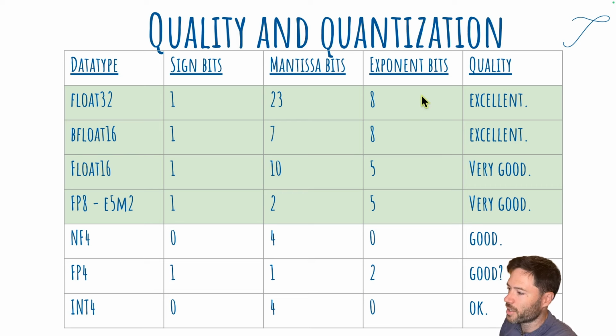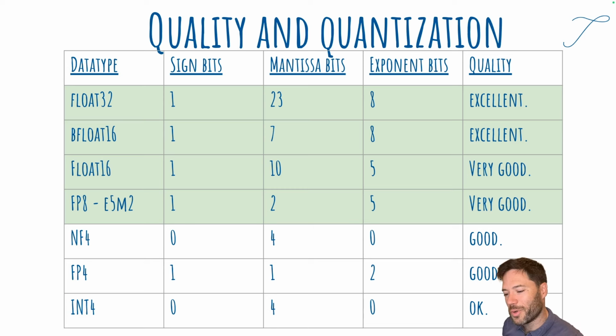So because the exponent bits are the same in these two data types, the quality of precision that these models achieve is typically very similar. It's basically excellent. Now, I'm not saying that float 16 is bad quality. Usually float 16, if you use that for inference, will give you very good quality as well.